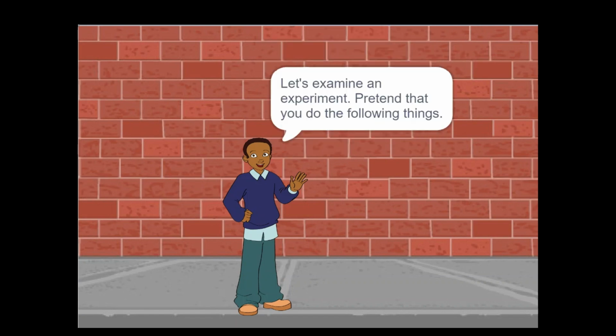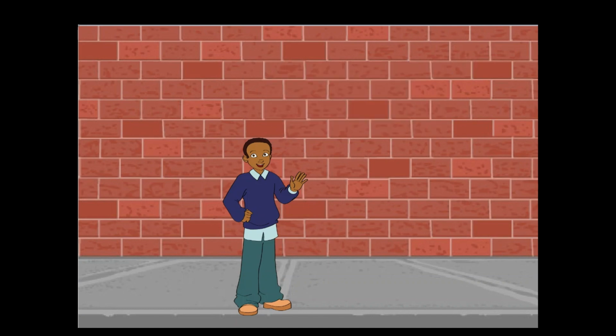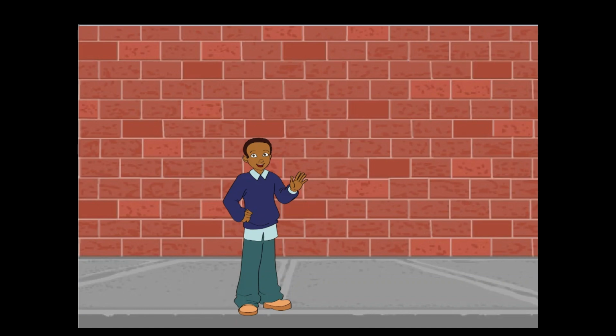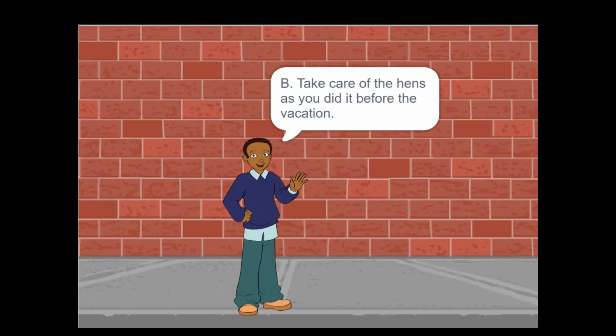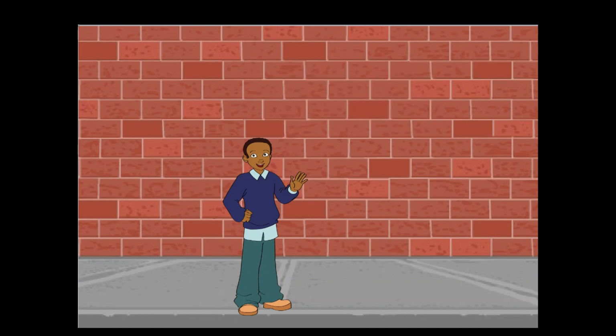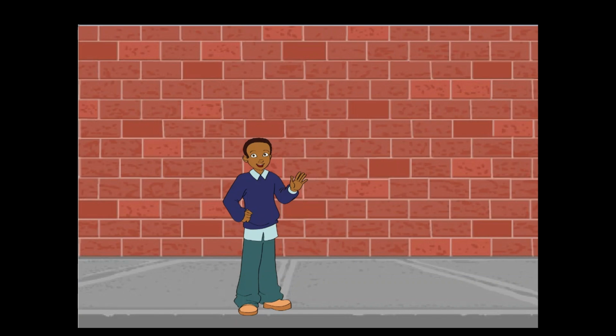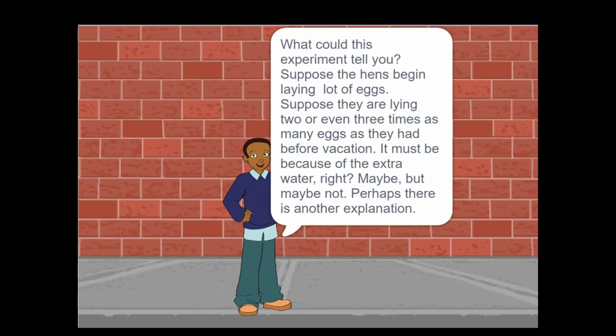Let's examine an experiment. Pretend that you do the following things. A. Keep large dishes in each chicken pen. Now the hens will have as much water as they did while you were gone. B. Take care of the hens as you did before the vacation. C. Compare the number of eggs the hens lay now to how many they laid before vacation. What could this experiment tell you?